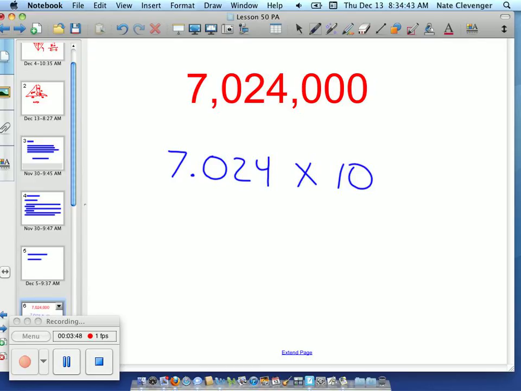Now, Mariah, where's the decimal on 7,024,000 to begin with? We don't see one, so where is it? The end. So if it's at the end, and I wrote it between 7 and 0, how far did we move that? I'm not looking for an answer, I'm looking for how many places we moved this. 6. Okay. So if we move our decimal 6 places, then the exponent we put on our 10 is going to be 6. That exponent represents the number of places we move the decimal.